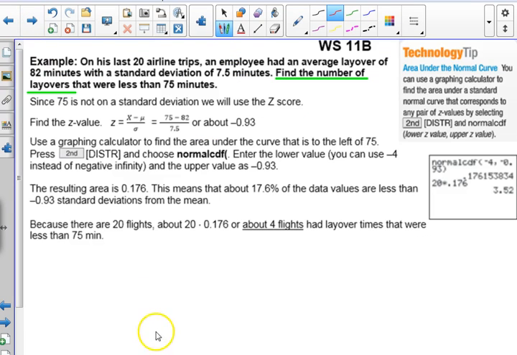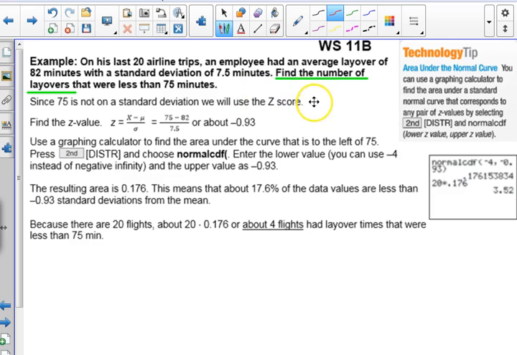All right, do you have this example on the back of worksheet 11? It says, on his last 20 airline trips, an employee had an average layover of 82 minutes with a standard deviation of 7.5. Find the number of layovers that were less than 75 minutes. We could use the z-score or we could not, okay? Let's just do one with the z-score.